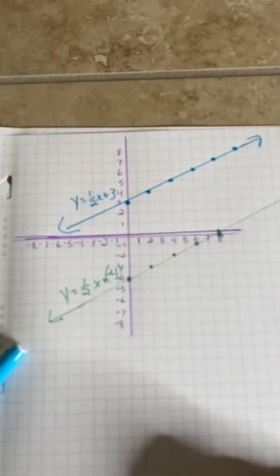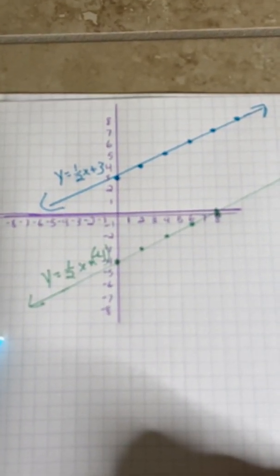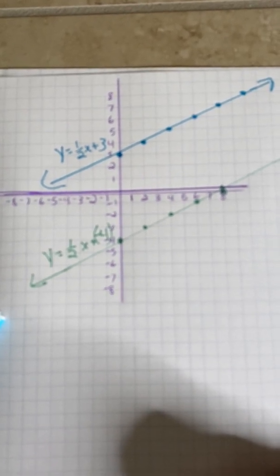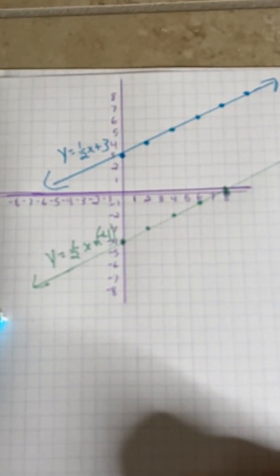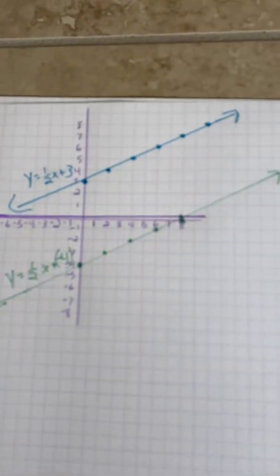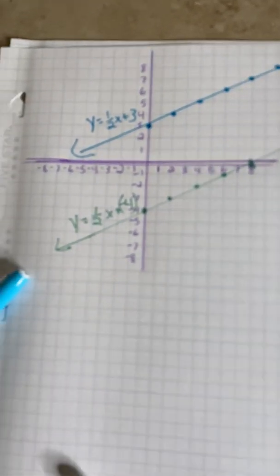These are parallel because they have the same slope. They both go up 1, right 2, so they're never going to get any closer to each other, okay? They have to have a different y-intercept, otherwise they'd be the same line. If they have the same slope and the same y-intercept, it's the same line. And so that's why they need a different y-intercept. So that's parallel lines, okay?